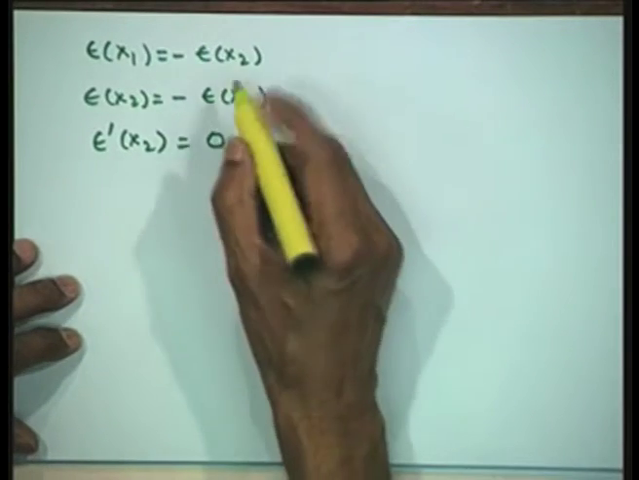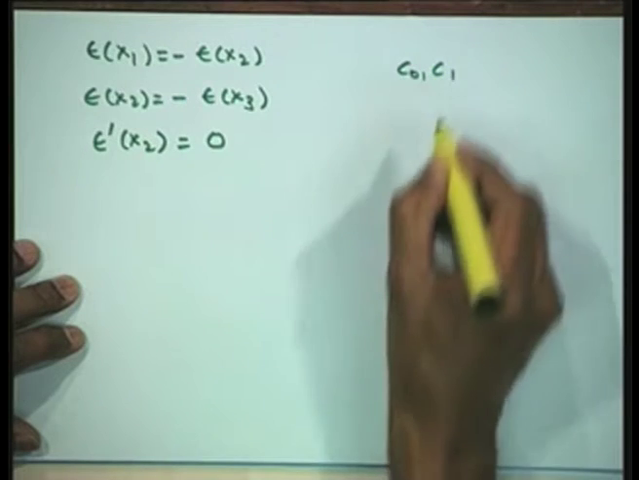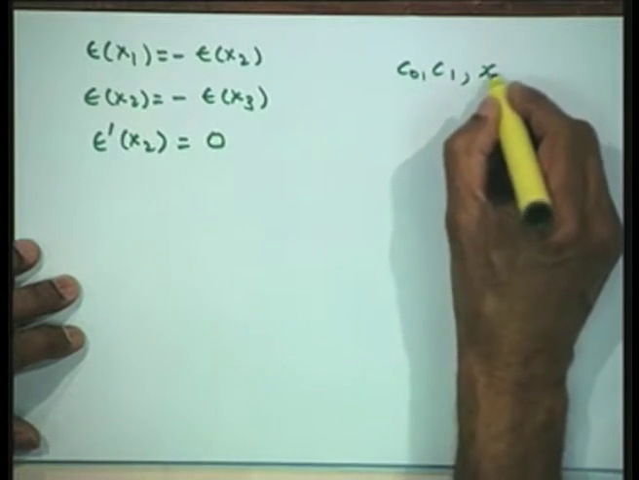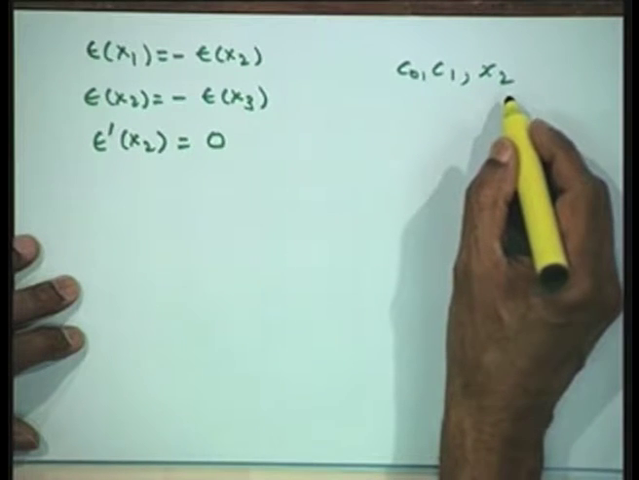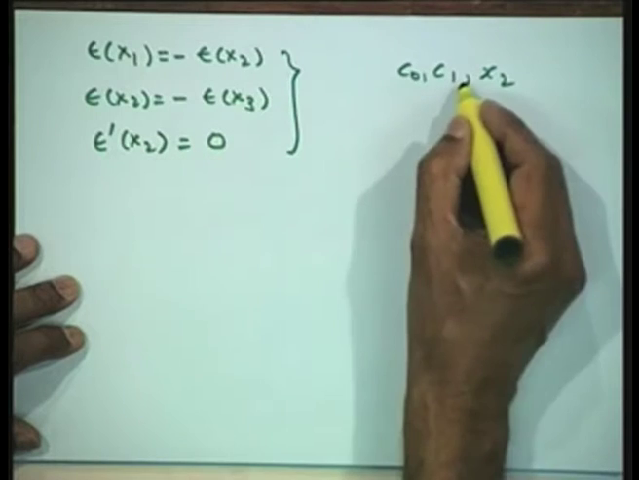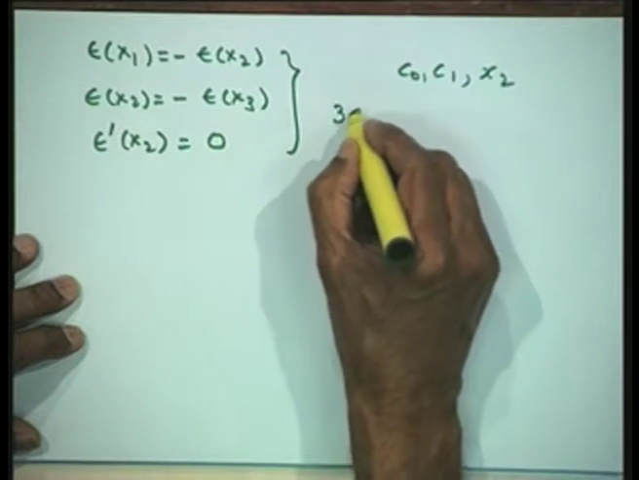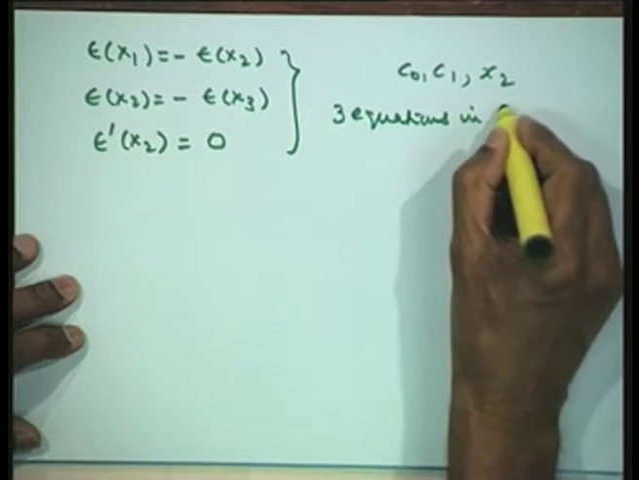Now, the quantities that we have to determine in our approximation are c naught is to be determined, c 1 is to be determined, x 2 is unknown. So, I need to determine c naught, c 1 and x 2. Therefore, I have got 3 equations in 3 unknowns.